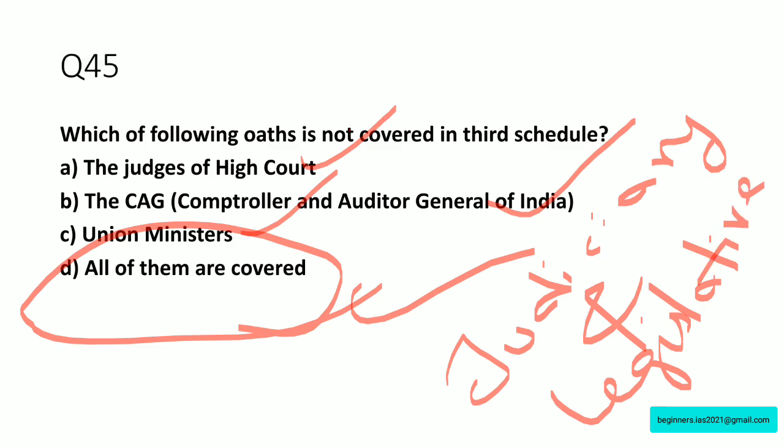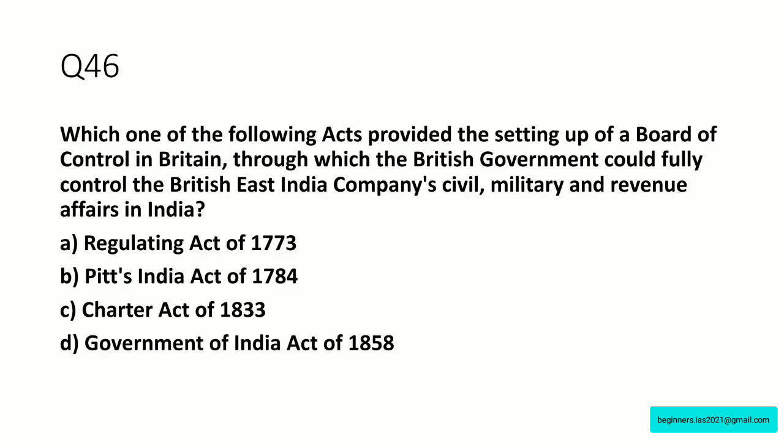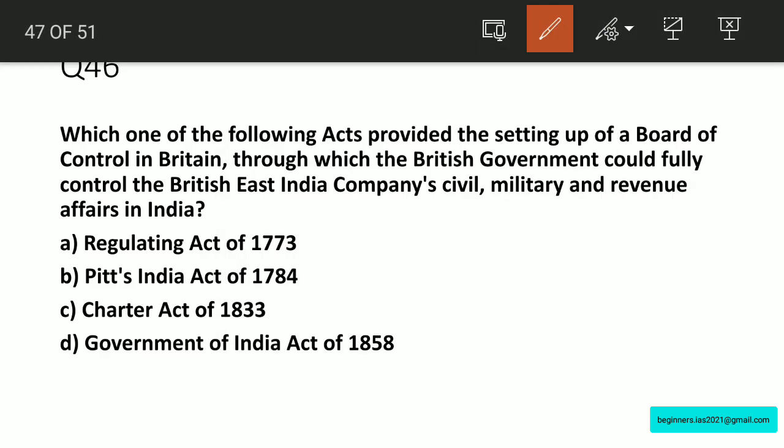Okay, let us move on with question number 46. Which of the following acts provided for the setting up of the Board of Control in Britain, through which the British government could fully control the British East India Company's civil, military and revenue affairs in India? See, these are all factual questions, straightforward. Pitt's India Act of 1784 separated the Board of Directors and the Board of Control. It allowed the Court of Directors to manage commercial affairs, and it also created a new body called the Board of Control to manage the political affairs.